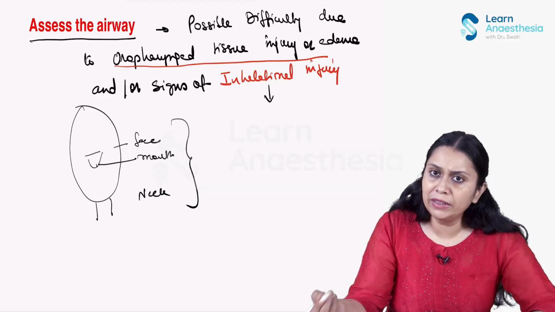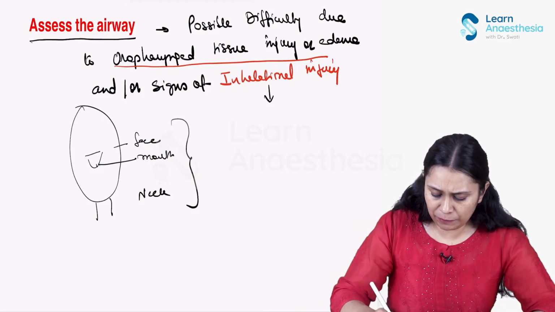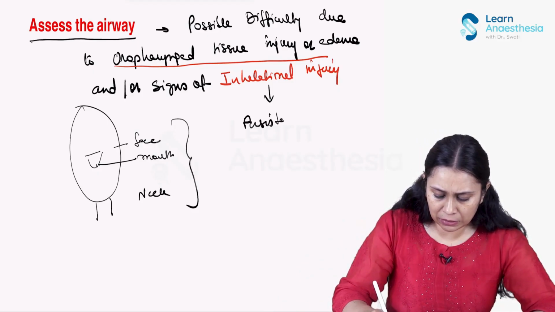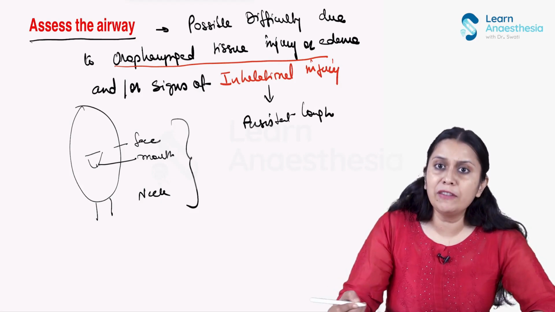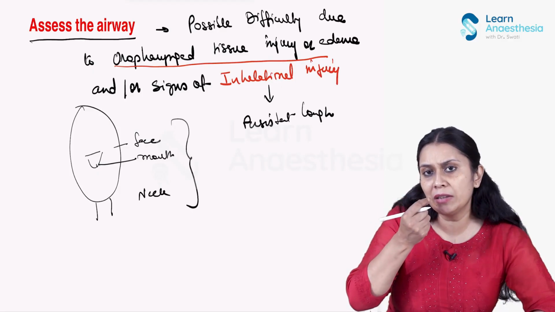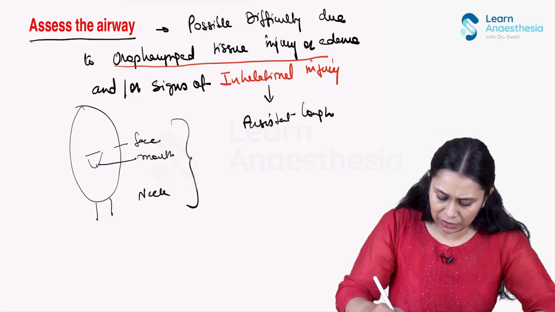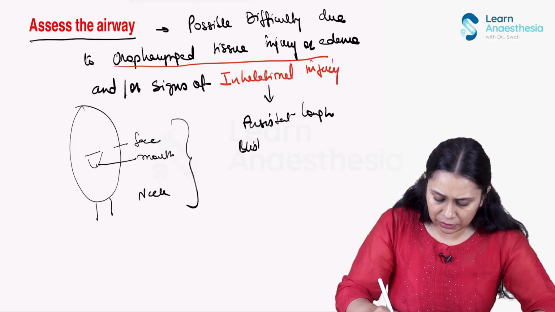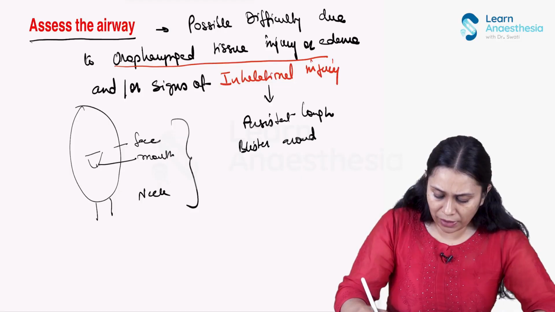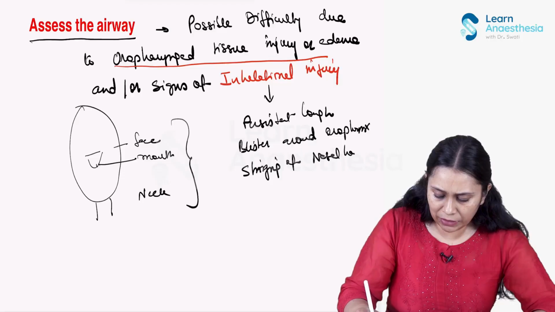So what would be the signs of inhalational injury? If the patient is having persistent cough, if the patient is having blistering or edema of the oropharynx, if singeing of the hair of the nasal mucosa can be visibly seen. So persistent cough, blisters around the oropharynx, then singeing of the nasal hair, all these things we have to look for.